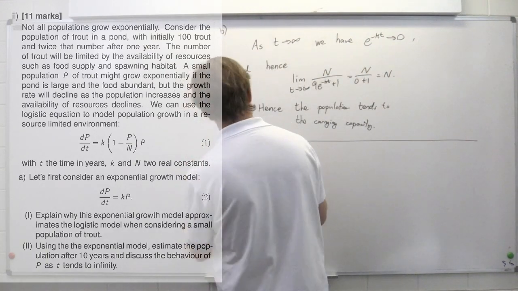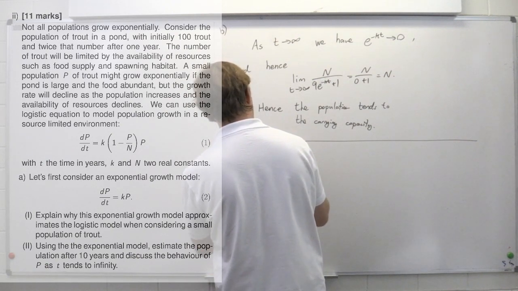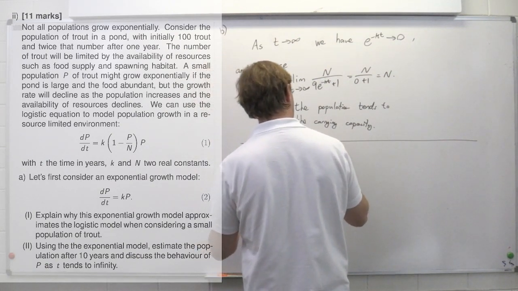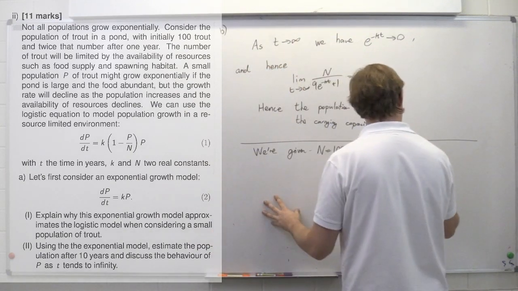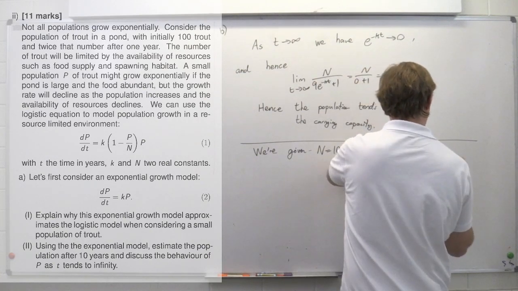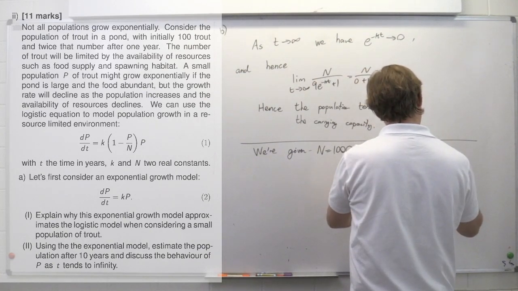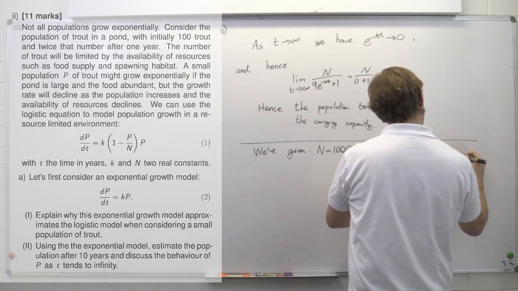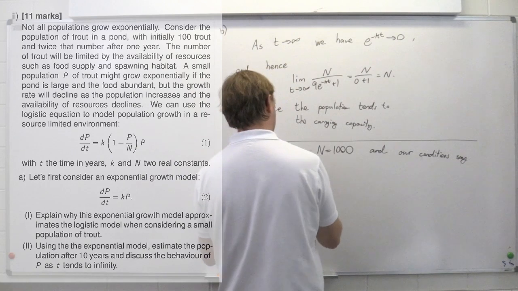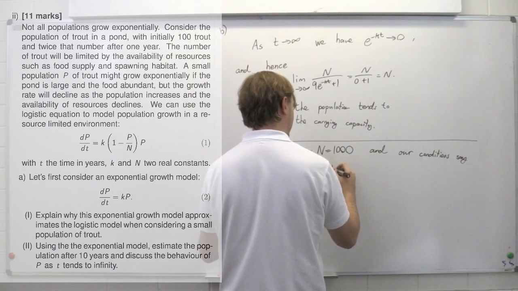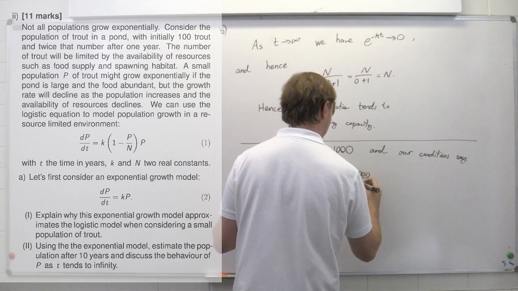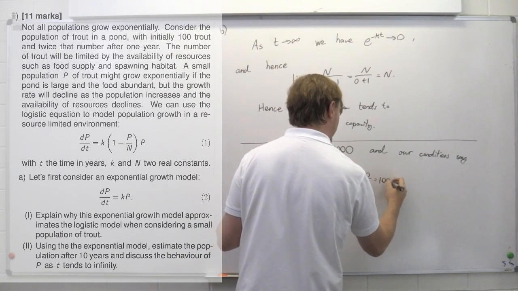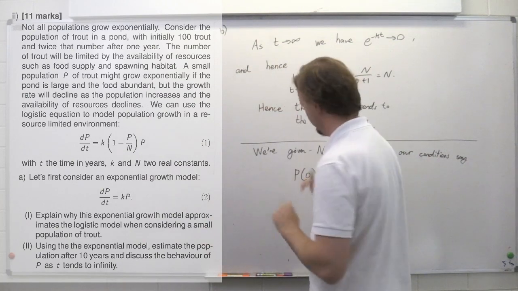So, let's see. We're given n is 1,000, and our two conditions say you should have that p at 0, which in this case is n over 9 plus 1, which given that n is 1,000 is 1,000 over 10, it is 100 as required. So they've already really given us this one. This is not something we need to work on.